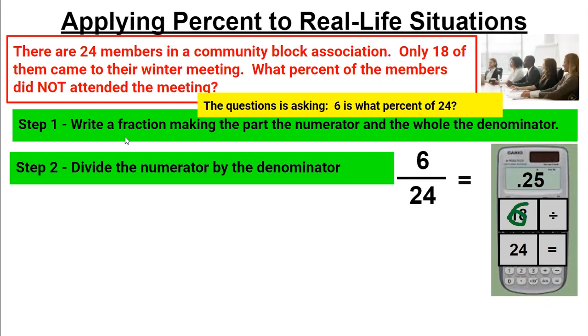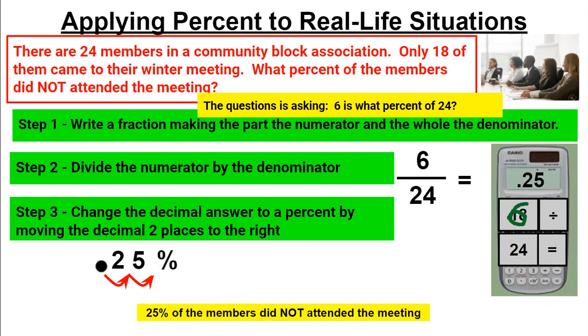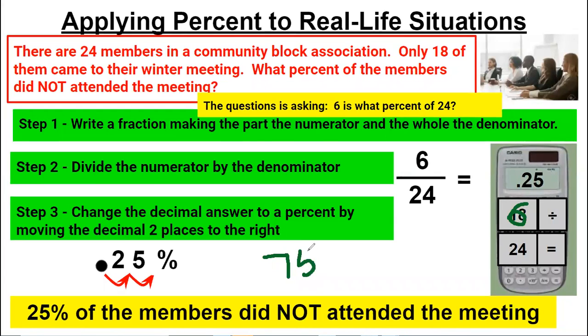Okay, then we change 0.25 into a percent. Move the decimal 2 to the right. And then put the percent sign there. So 25% of the members did not attend the meeting. And notice how 75% of the people did attend. So 75% attended and 25% did not.